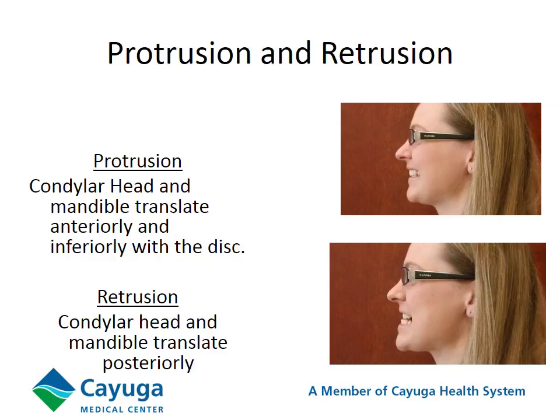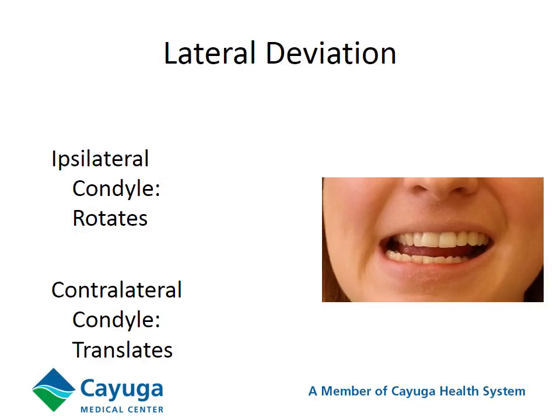Protrusion and retrusion. During protrusion, the condylar head and mandible will translate anteriorly and inferiorly with the disc. During retrusion, the condylar head and the mandible translate posteriorly. Lateral deviation. The ipsilateral condyle will rotate, the contralateral condyle will translate.